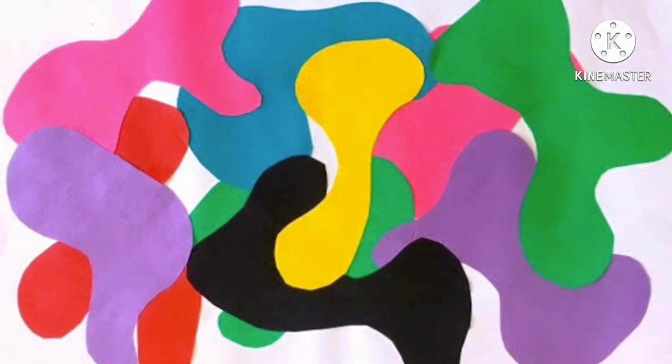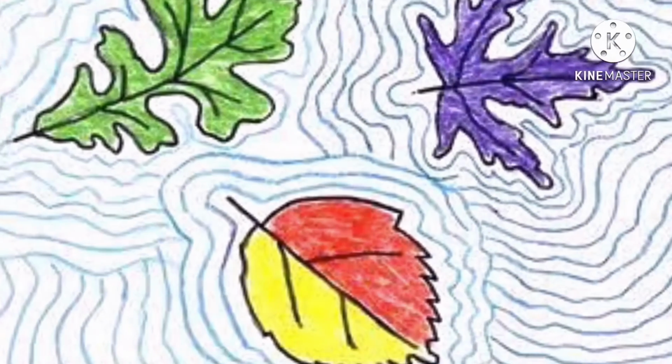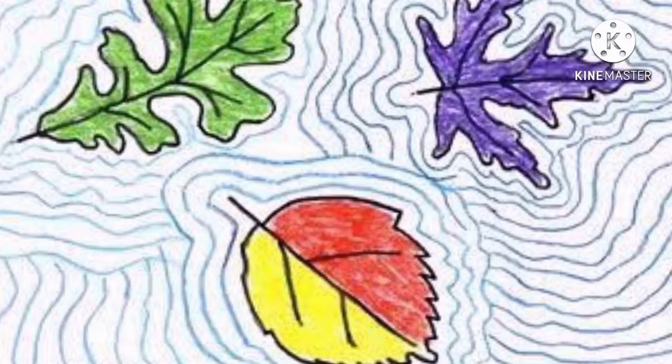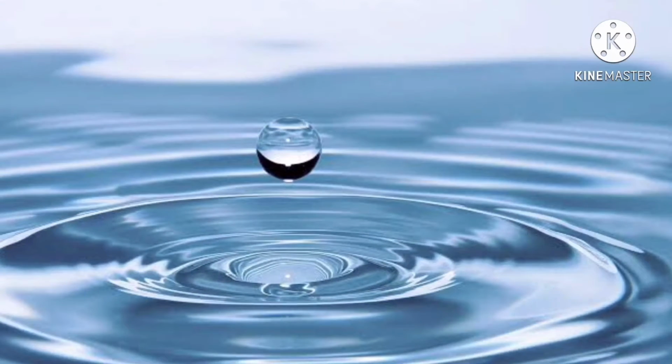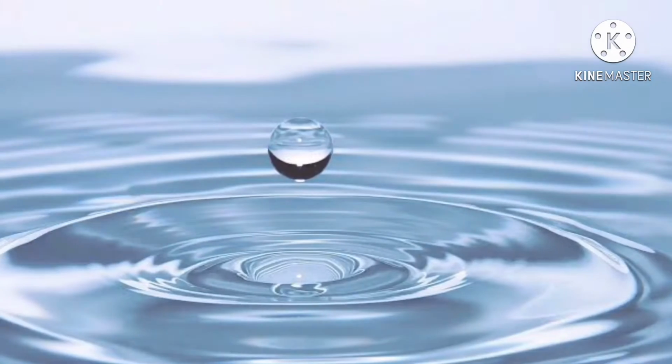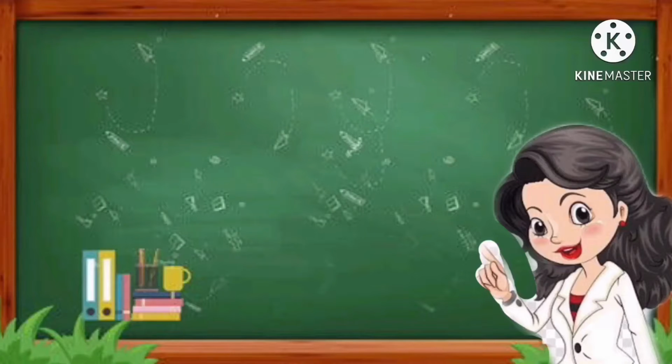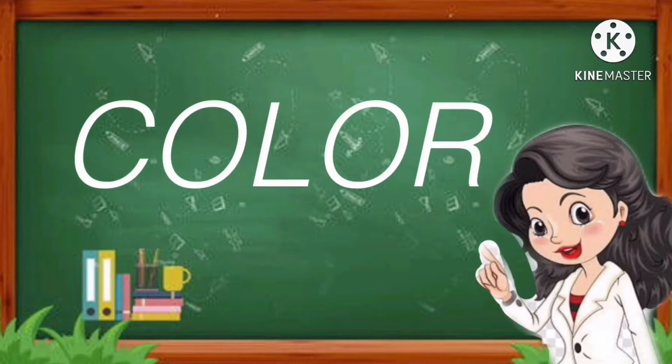The second category of shape is the organic shape. It can be found in nature like leaves or water. They are irregular, really curvy. We have names for specific organic shapes such as stars, moon, or heart, but most of them don't have a name. The third element of art is the color.